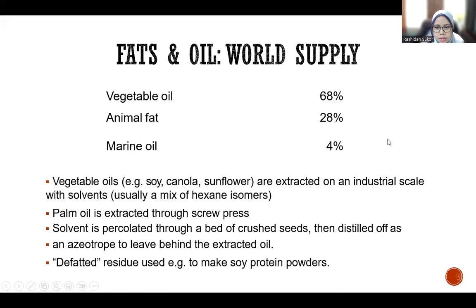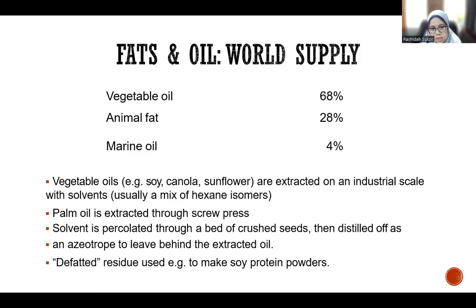So vegetable oils are extracted on an industrial scale with solvent. This is what I was mentioning just now. So we have to use a type of solvent that can extract most of the oil from the source. In terms of vegetables, for example, soya, canola, sunflower. So the oil is mostly in the plant, mostly in the seed sometimes. Seed, dia ada banyak high percentage of oil. So they are being extracted out at an industrial scale with solvent.